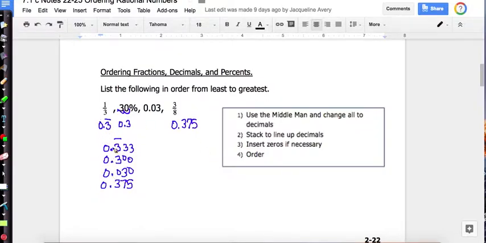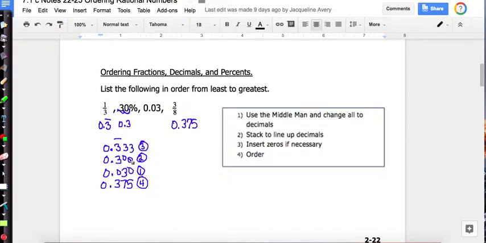So now we can just look. We have 333 thousandths, 300 thousandths, 30 thousandths, and 375 thousandths. Which one is the smallest? Good. Which one would come next? Good. And what one would come next? Good. And last is this one. Now when you order them, use what the original was, not what we converted them to.